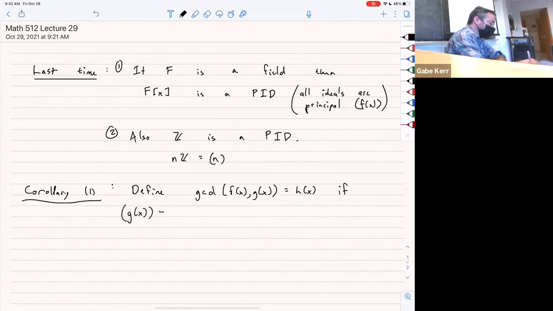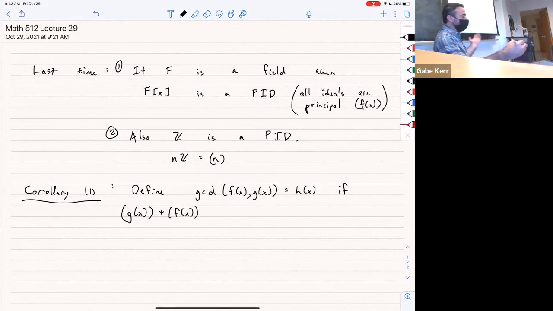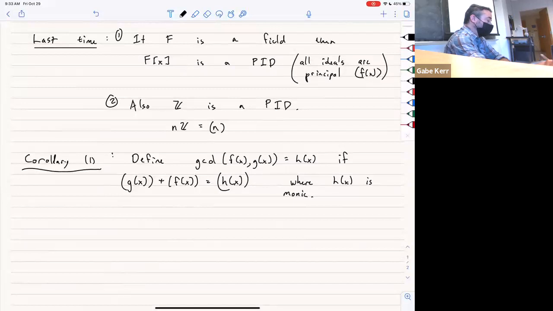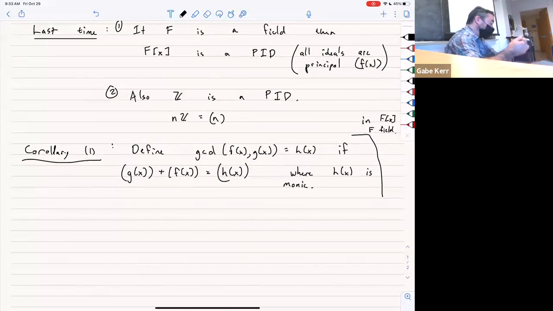we take these two ideals and we sum them up. In other words, we take any element of the first ideal added to any element of the second ideal. That we get, well, this is an ideal, which can easily be checked. Since all ideals are principal, we have some monic h for which this is true. Remember, monic means the leading coefficient is one. Let's define GCD this way. This is sort of how we defined it for integers back in the day.